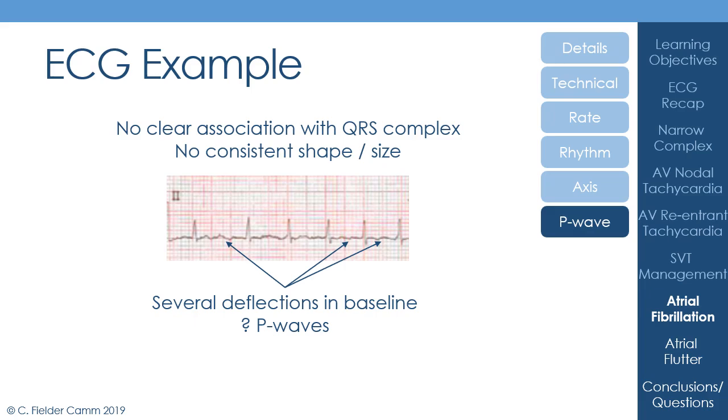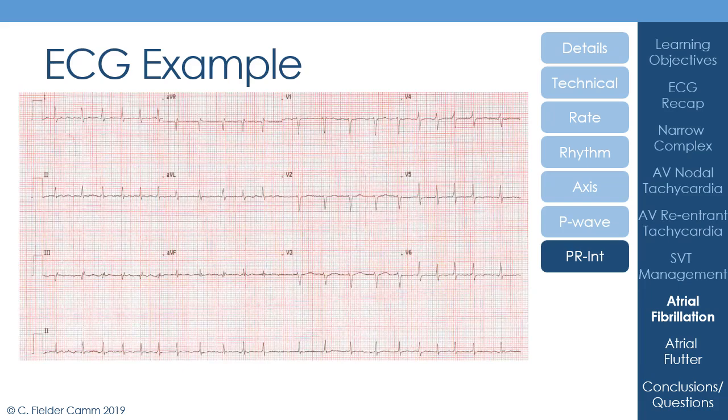They're called fibrillation waves. Okay, so having determined that there aren't any P waves, we can't really say anything about the PR interval. The QRS complexes appear to be narrow. They don't appear to be too large. There's no signs of left ventricular hypertrophy here.